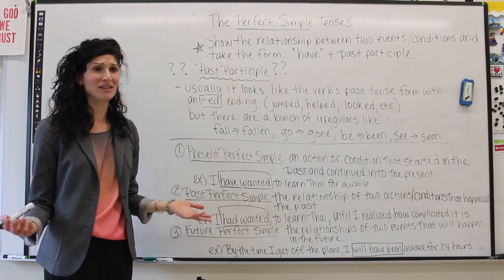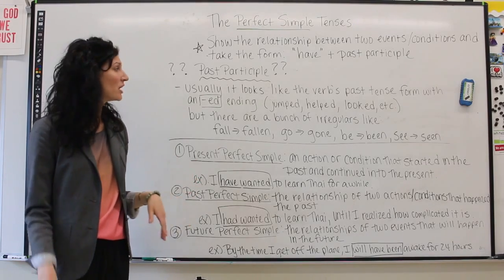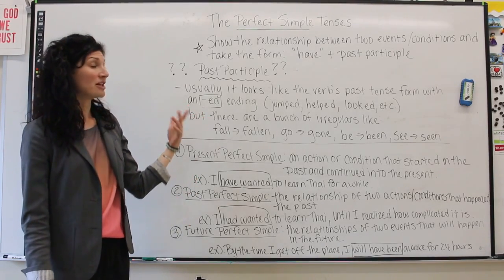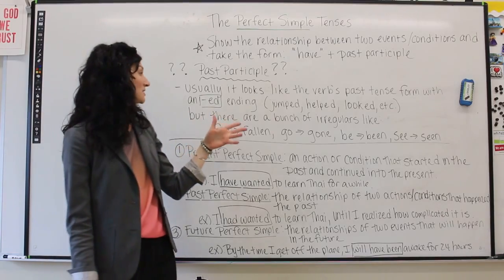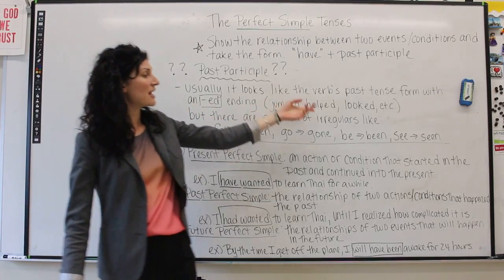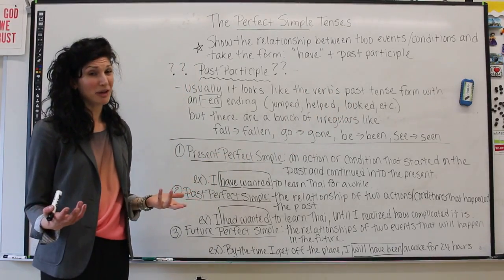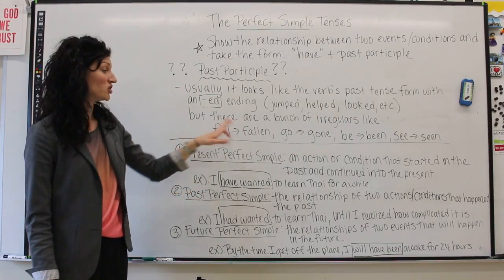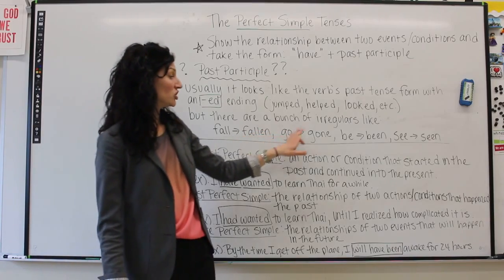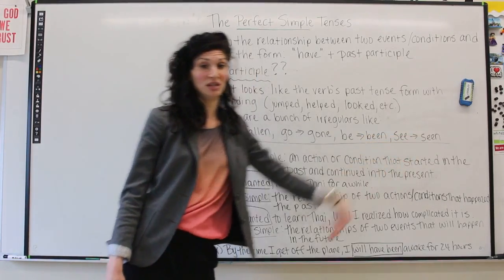Now you're probably thinking to yourself, what the heck is the past participle and how am I going to identify that? Well, usually the past participle looks like the verb's past tense form with an ed ending. For example, jumped, helped, or looked. But there are actually a bunch of irregulars. For example, fall changes to fallen, go changes to gone, be changes to been, see changes to seen.